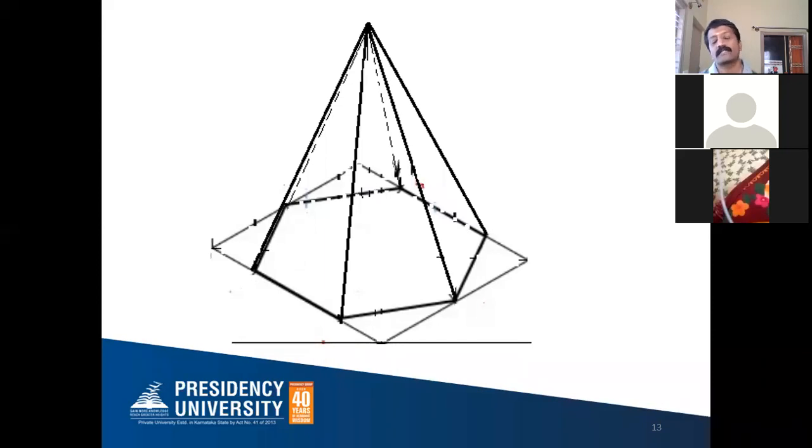If you do this at the end, don't make the visible edges thick or dark until the last step. Once you complete the projection, only then you do this. Till then, you need to draw all the lines as thin, light lines only. So this is the isometric position of your hexagon pyramid.